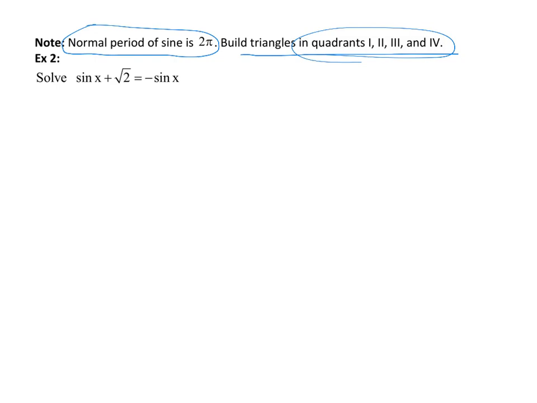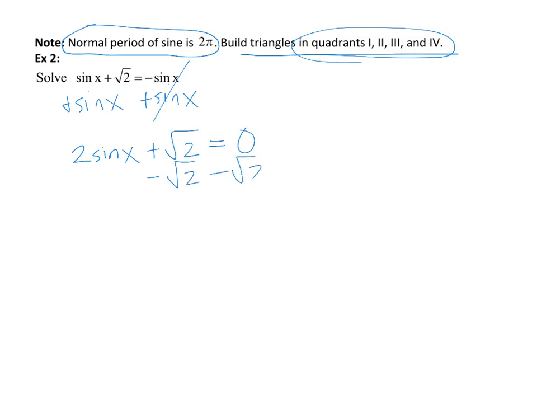First, example 2. First thing you want to do is isolate the trig function. So I'm going to add sine x over here to the left side. And sine x plus sine x is 2 sine x. Trying to isolate the trig function once again, so now I subtract square root of 2.